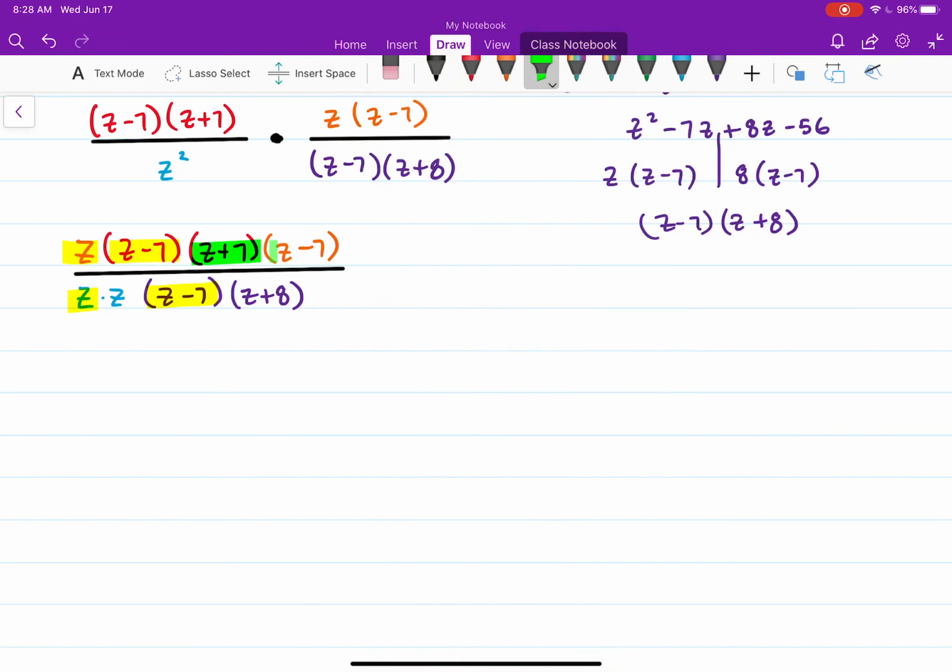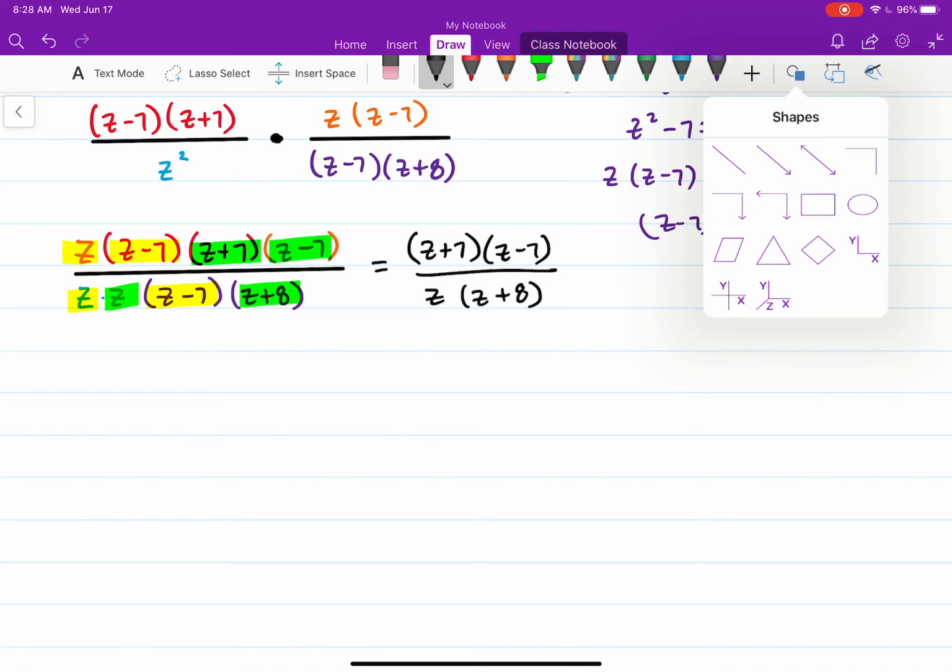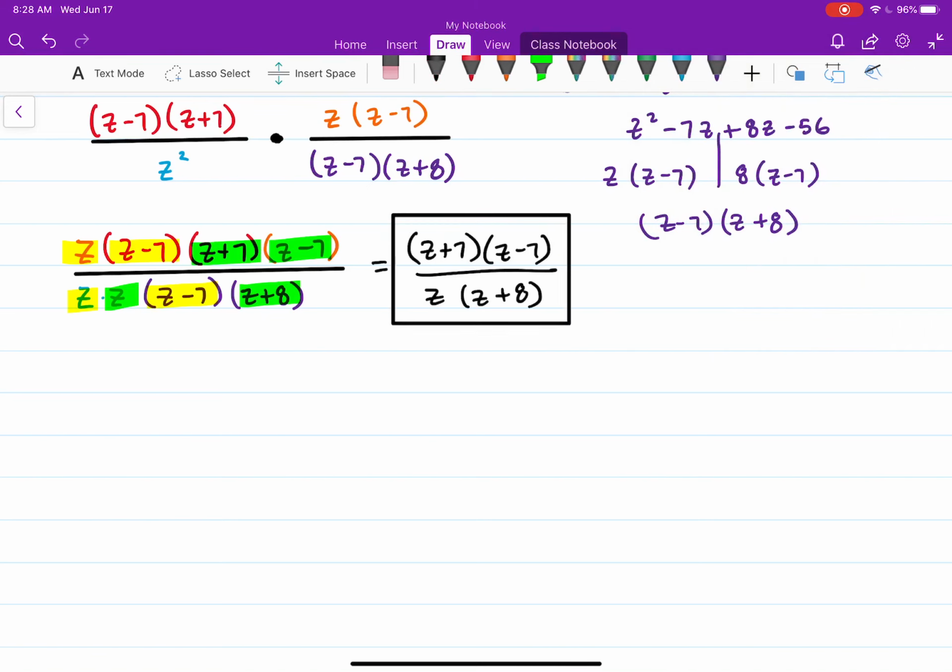So that means, what do I have left? I got these two left on the top and these two left on the bottom. So that means I have a z plus 7, a z minus 7, and the bottom is going to be a z times z plus 8. Okay, so there it is, and that is my answer. So let's box it. Boom, done.